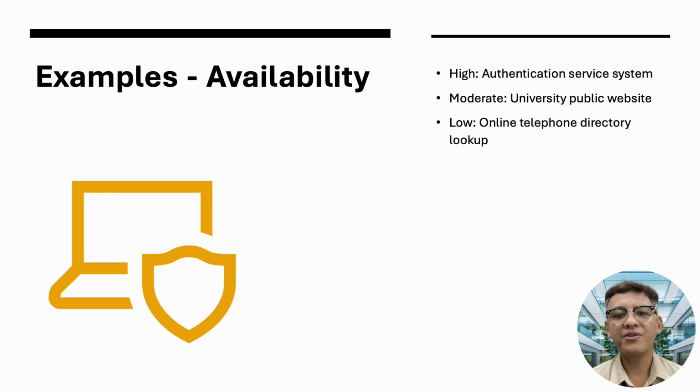Now let's move on to the third component of the CIA triad, availability. Availability ensures that information systems are reliably accessible when needed by the authorized users. Like confidentiality and integrity, the importance of availability can also vary depending on the asset involved. High availability assets include critical systems like authentication services.